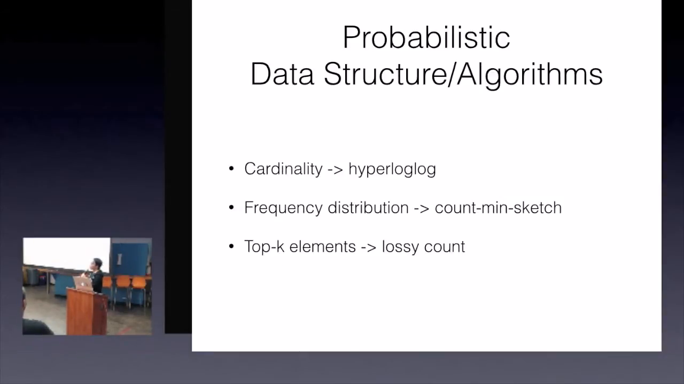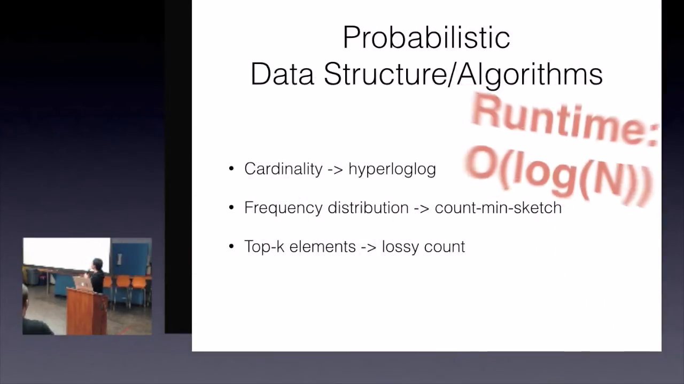So for each of the problems, we actually have an algorithm. For cardinality, there's a popular method I'm going to talk about today, which is HyperLogLog. For frequency distribution, there's an algorithm called count-min sketch and its variant called count sketch. For top K elements, there's Lossy Counting, and there's a variety of families that can do this, which in academia they call stream summary.